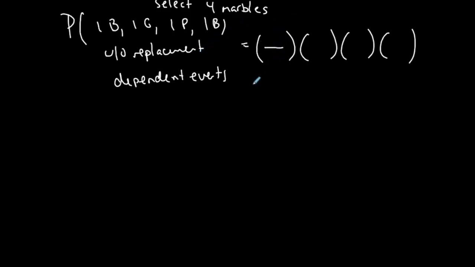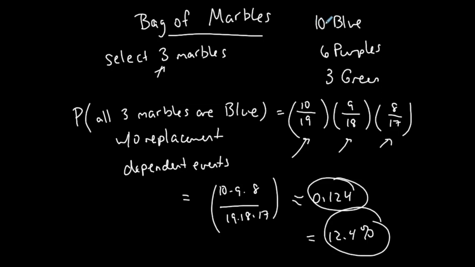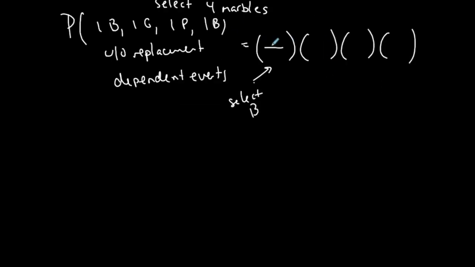For my first event, I want to select the blue. Select the blue marble. And again, what did we say? We had 10 blue marbles out of 19 total marbles. So the probability that I select a blue first is 10 out of 19 again. Now for the second marble, I want to get a green. So I'm selecting a green, but I didn't put this blue one back in the bag.